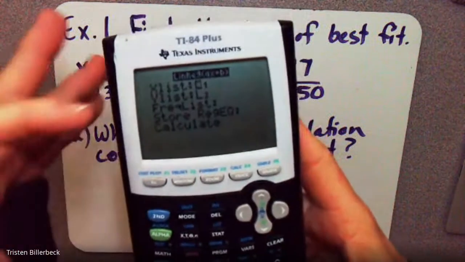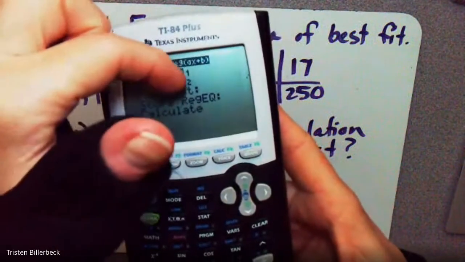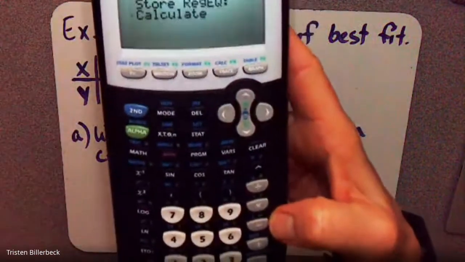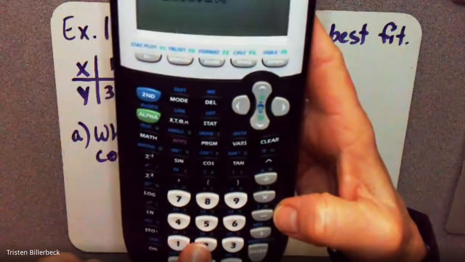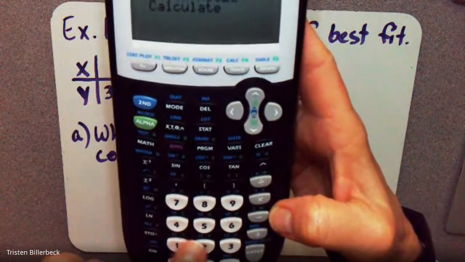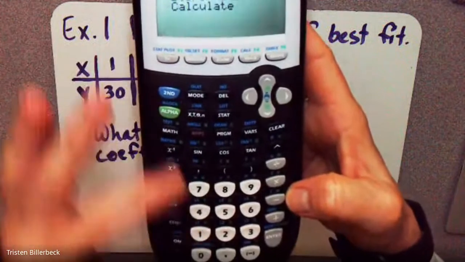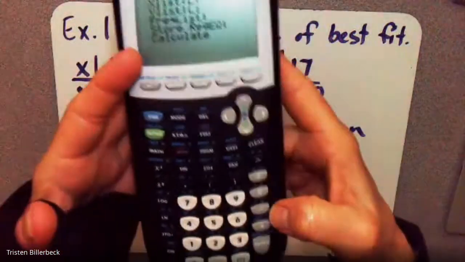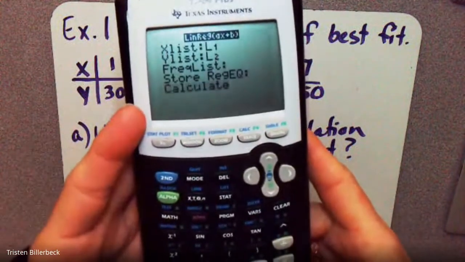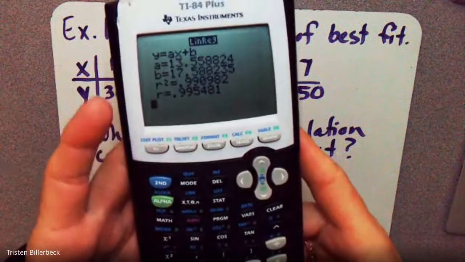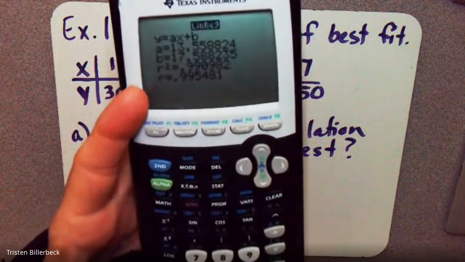And then it asks what list are you pulling your data from. Since I have multiple lists of data, I've put in list 1 and list 2. And the numbers of the lists are above the keys. So if you look at a TI-84, you'll see in blue list 1, list 2. If it's not saying list 1, list 2, you just hit second list 1, second list 2. All right, so now I'm going to go down and hit calculate. And look how easy it is. It just gave me the whole equation, and it gave me R.